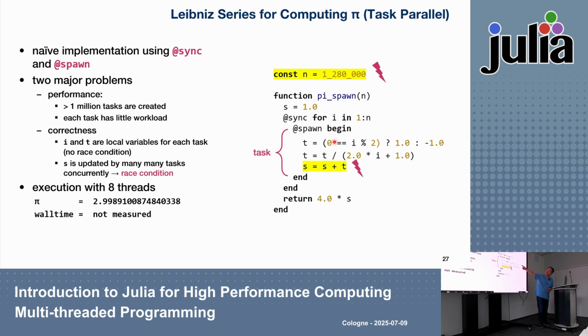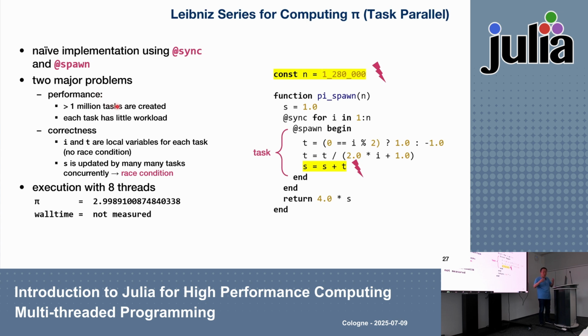Here is the so-called naive implementation, just using synchronization and spawn. Yes, this is a naive thing. Put synchronization here, put spawn here. And you will see that there are 2 major problems. The first major problem is performance.